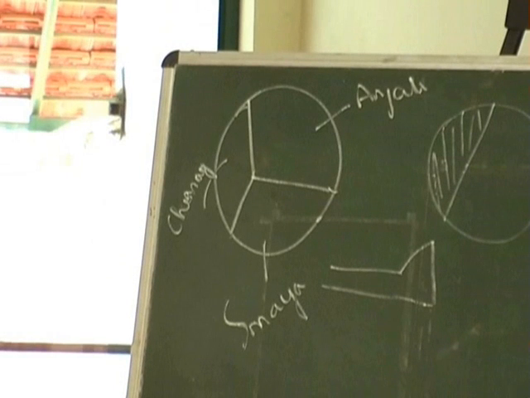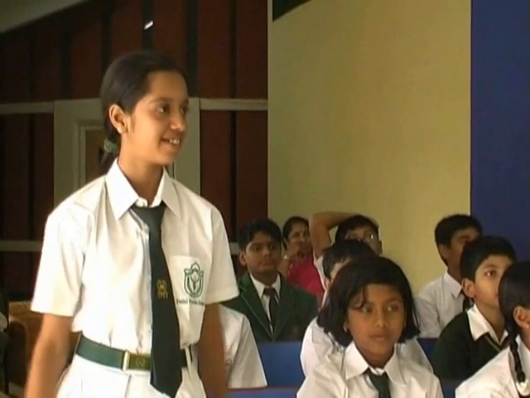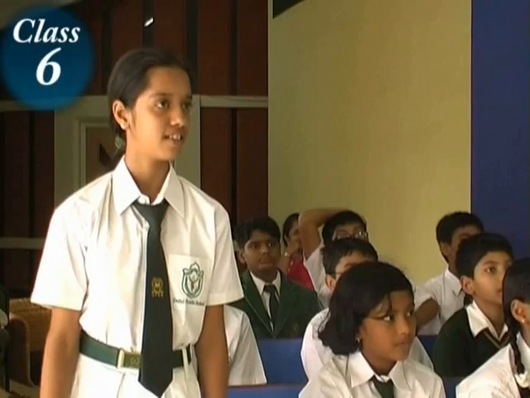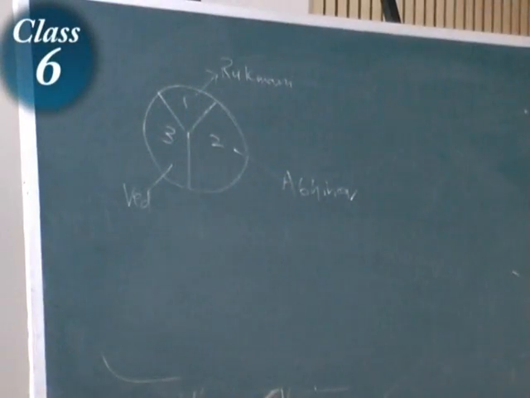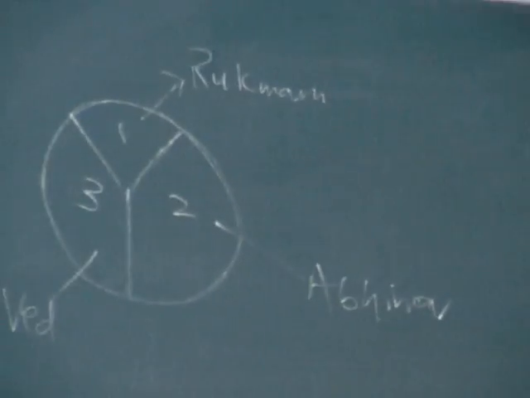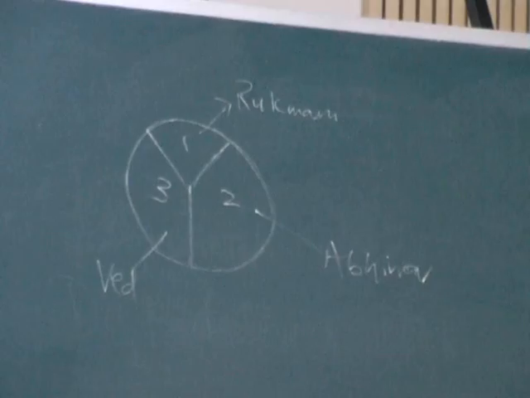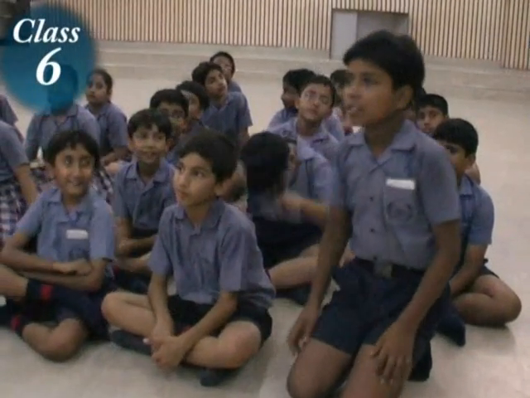So what portion of the pizza did Anjali get? I got 1/3. You got 1/3. How much did Chinmay and Smaya get? They also got 1/3. So what fraction of pizza did Ved receive? Ved, what fraction of pizza did you receive?